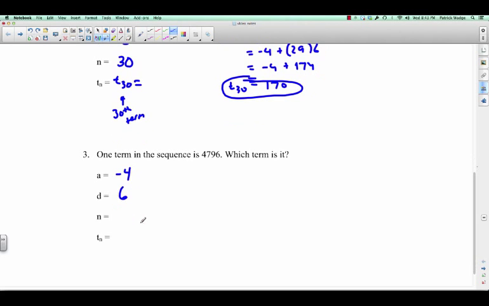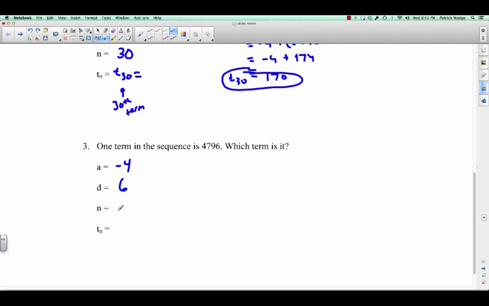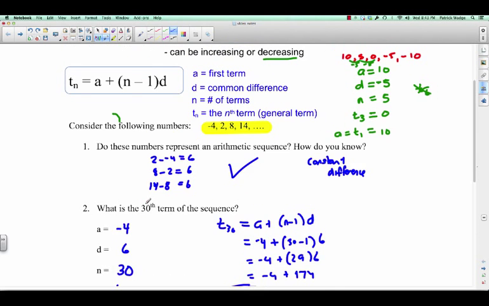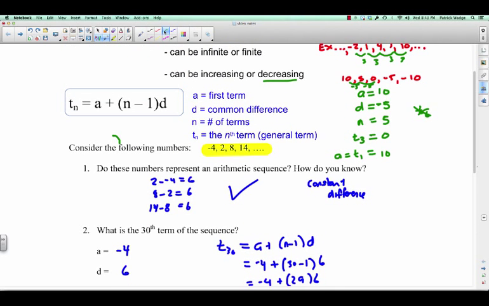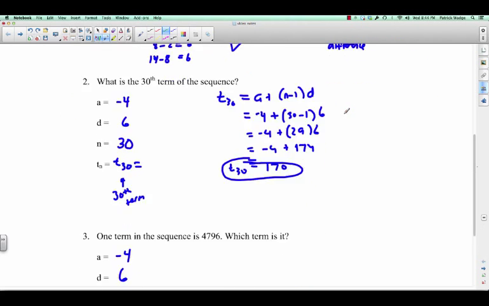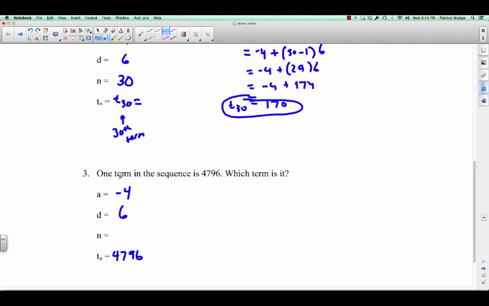Now, which one of these two do you know? Do you know how many terms it is? No, that's what they're asking for, which term it is. But you know that one of the terms is 4,796. Oftentimes, this Tn here, you can think of it as, it's not always true, but it's often the last term. And that's what we're interested in here. We're interested in the sequence of numbers that go up to 4,796.